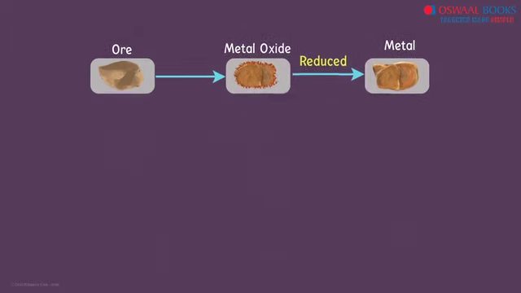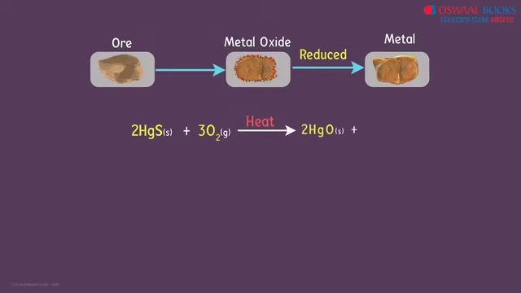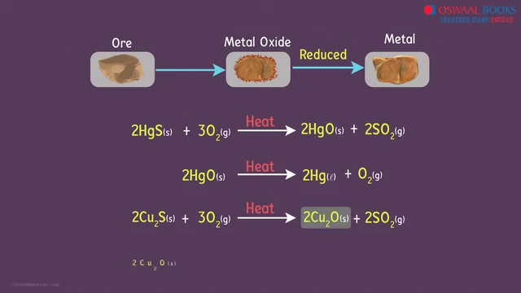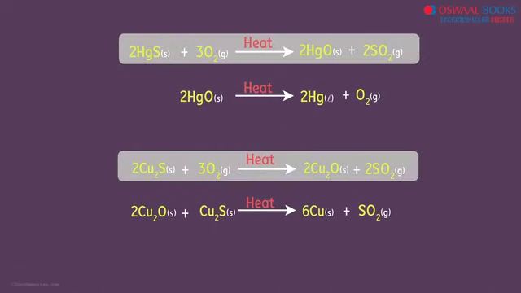For instance, cinnabar is an ore of mercury. It's a sulfide and not an oxide. When it's heated in the air, it is first converted to mercuric oxide, and then this oxide is reduced to mercury on heating. It's similar with copper sulfide. It is converted to its oxide first, and then the metal is extracted. Look at the first step in each case.